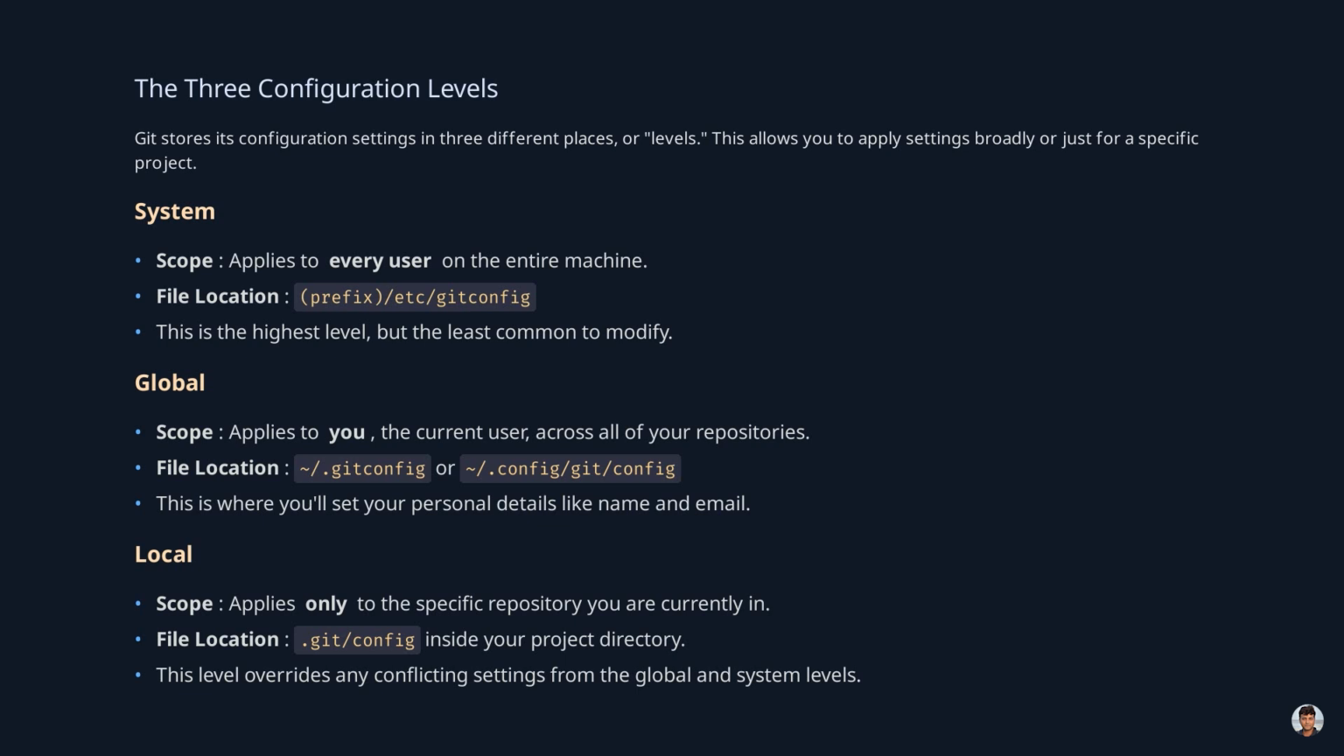Finally, there is the local level. These settings are specific to only one project. The configuration file for this is stored inside the .git folder of that particular repository. The most important thing to remember is the order of importance. A local setting will always override a global setting, and a global setting will always override a system setting.